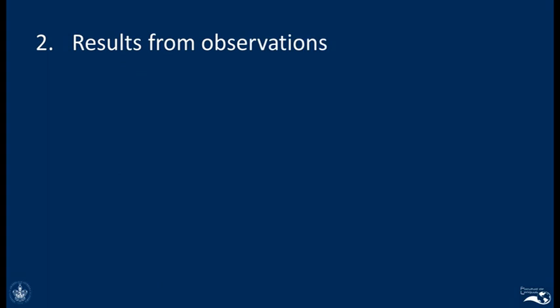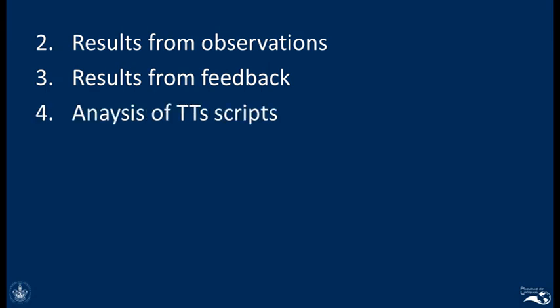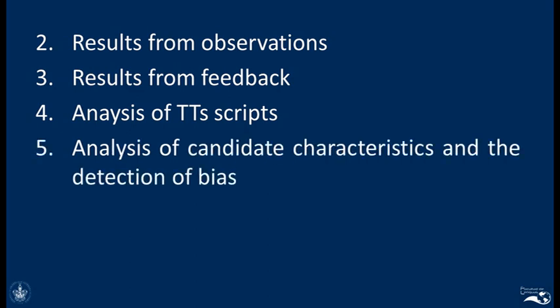There is some other important information that we need to provide in our post-test results. One of them is the results from observations that we had during the test administration. The second thing, of course, is the result from feedback from test takers. The fourth one is an analysis of the test taker scripts. That means that we may want to have a look at what the test takers wrote, for example. And then an analysis of the candidate characteristics, and in this case we want to detect some bias.